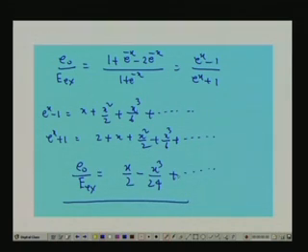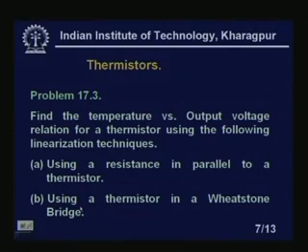Now, let us go to problem number 17.4. This is on a thermocouple, right. So, this is on a thermocouple.